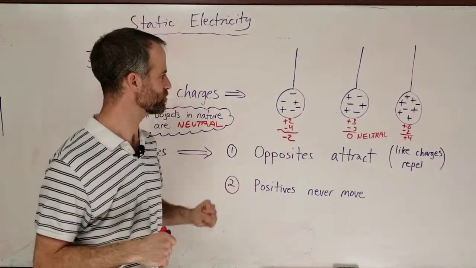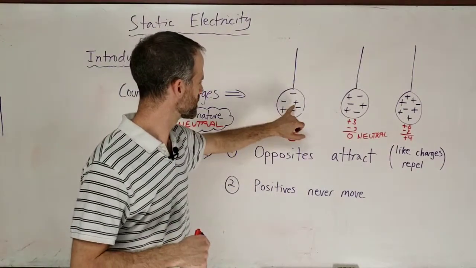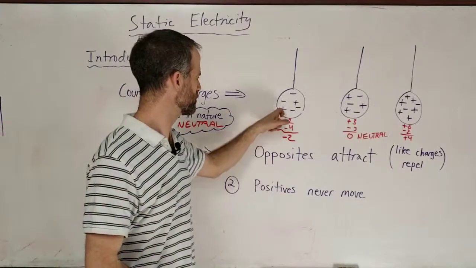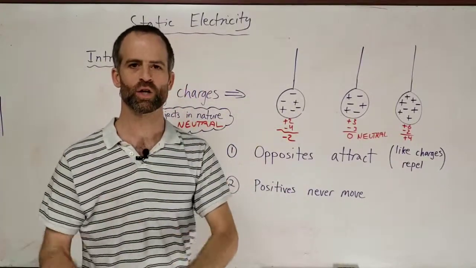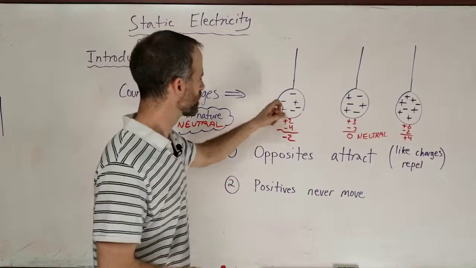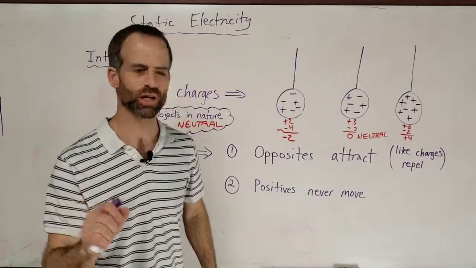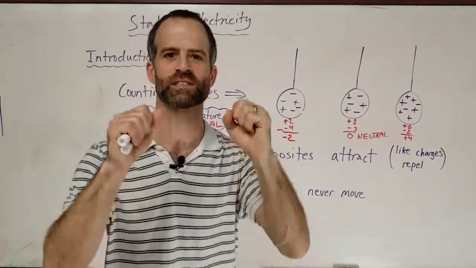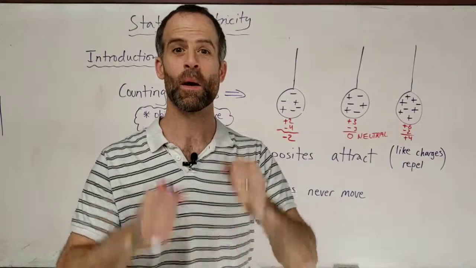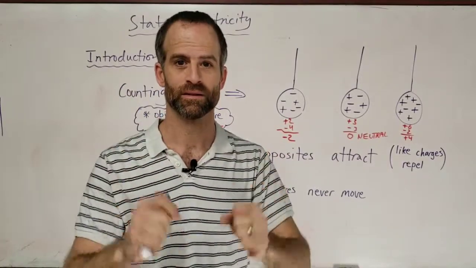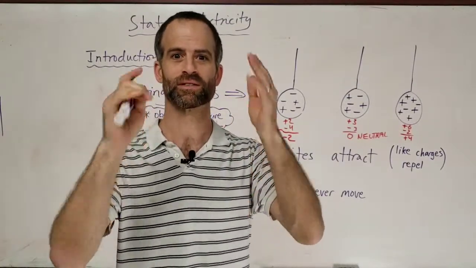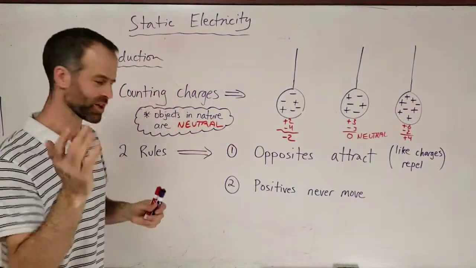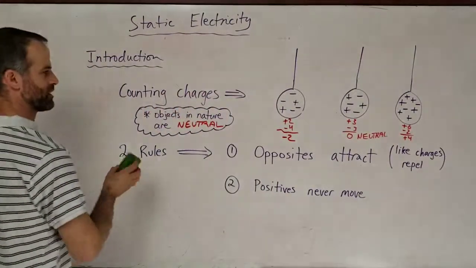Second rule, positives never move. We're going to go over it, but these positives don't move. When I do anything with static electricity, if you draw those positives somewhere else, you're doing it wrong. So the first thing you do if you ever have to draw some charges is you redraw the positives exactly where they were, because positives never move. Repeat after me. Positives never move. Okay, so let's practice a bit with these 2 rules.